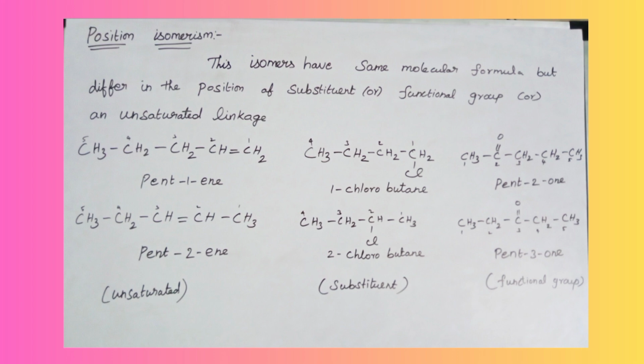Position isomerism. These isomers have the same molecular formula but differ in the position of the substituent, functional group, or unsaturated linkage. Examples: pent-1-ene and pent-2-ene show a difference in the position of the unsaturated linkage. 1-chlorobutane and 2-chlorobutane differ in the position of the substituent. Pentan-2-one and pentan-3-one differ in the position of the functional group.